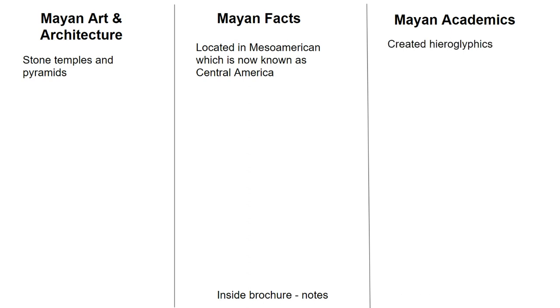And the last thing that was in that first minute was that they created hieroglyphics, which was a type of writing. So they invented a type of writing using pictures and their type of lettering called hieroglyphics. Please pause this video and write these down.